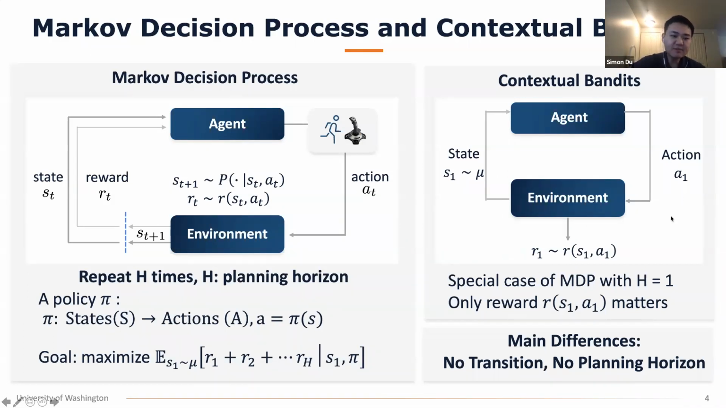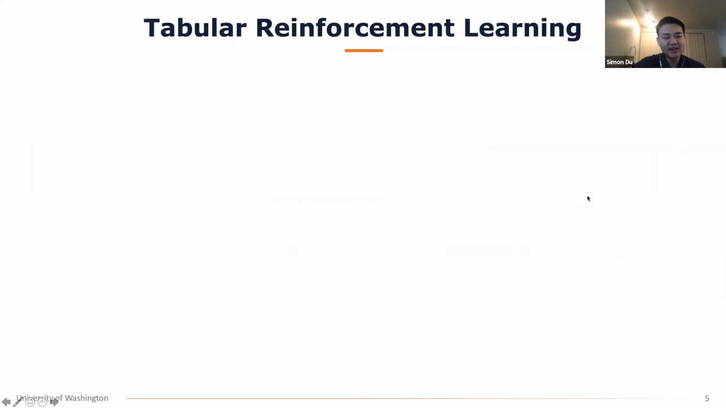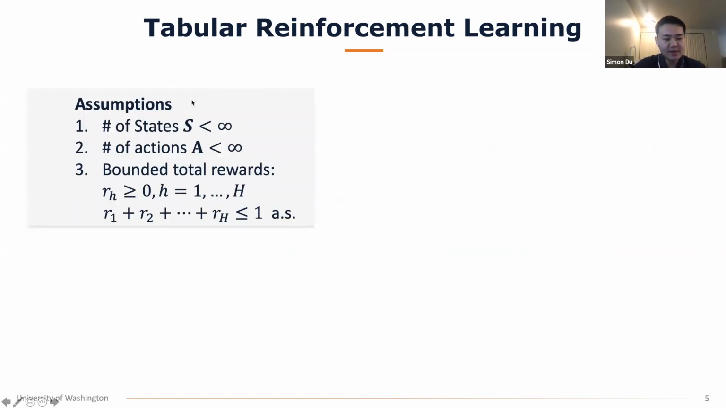The simplest, and probably the most fundamental, setting in reinforcement learning is called tabular reinforcement learning. This is the simplest mathematical model to discuss the properties of different reinforcement learning algorithms and problems. The setting is like this. We assume the number of states is finite, and our theoretical bounds, like sample complexity or computational complexity bounds, will depend on the number of states. Also, we assume the number of actions is finite. Then we need to put some regularity condition on the reward. The rewards are non-negative, and the sum of them is bounded by 1.